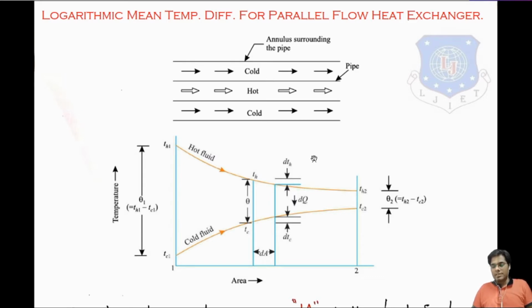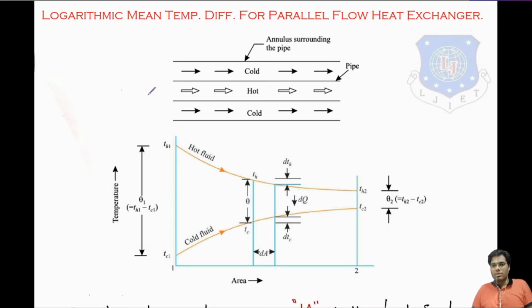In a previous lecture on classification of heat exchangers, we learned about the parallel flow heat exchanger. We know that the flow arrangement in a parallel flow heat exchanger is such that the direction of fluid flow of cold fluid and hot fluid is the same. So we can say that the hot fluid and cold fluid are both flowing in the same direction.